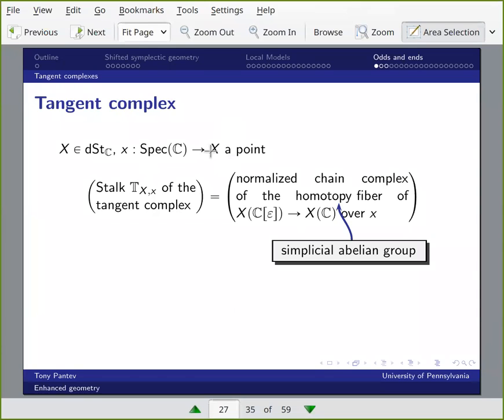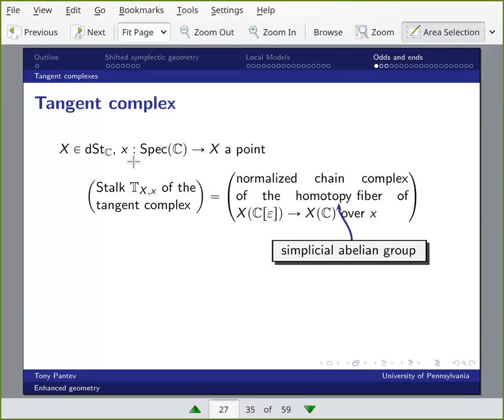So you can ask, what is a tangent vector in this guy? And well, what is a point? A point is a map from the point to X, and a tangent vector is a map from a thickened point to X, so from the spectrum of the dual numbers to X.